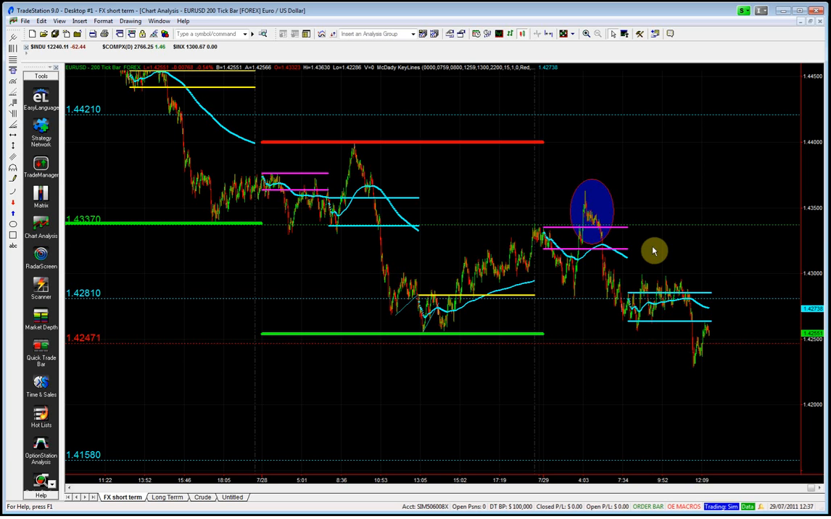Okay, so that euro dollar, we have nice clear levels that will accommodate significant points on the daily and short and long points on our near term.